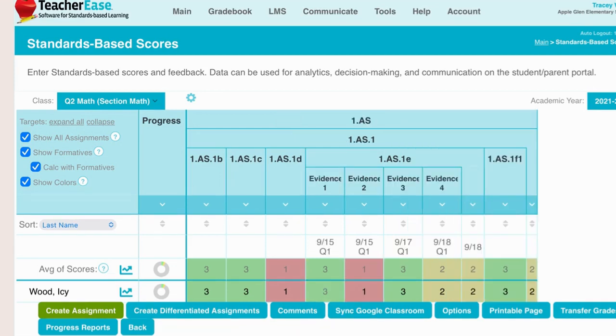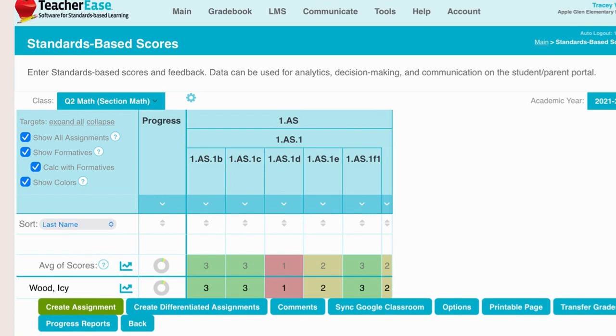If you expand that, you can see that all of the evidence for this learning target that has been entered into the gradebook up to this point was all entered in the first quarter. No new evidence has been entered in the second quarter, therefore the system is still calculating that learning target to be at a level 2.